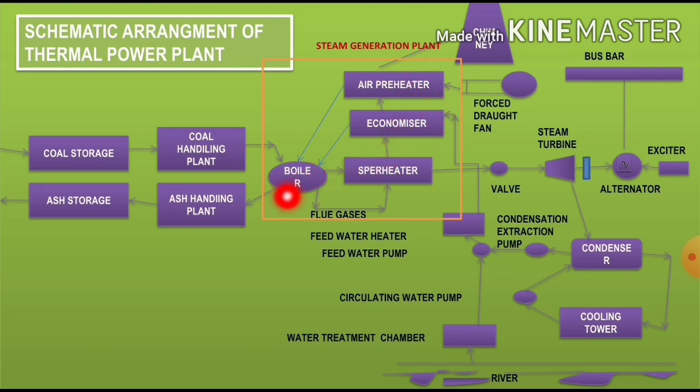In the boiler, the heat of combustion of coal is utilized to convert water into steam at high temperature and pressure. The byproduct obtained from the boiler is the flue gases. This passes through the superheater, economizer, air preheater, and is finally exhausted to the atmosphere through the chimney.